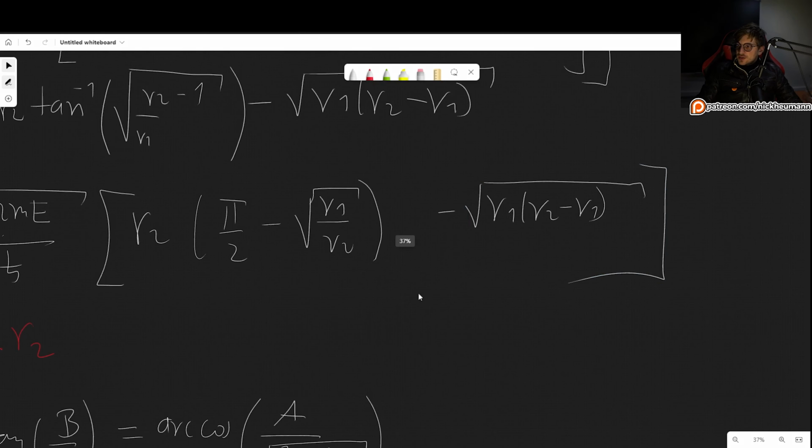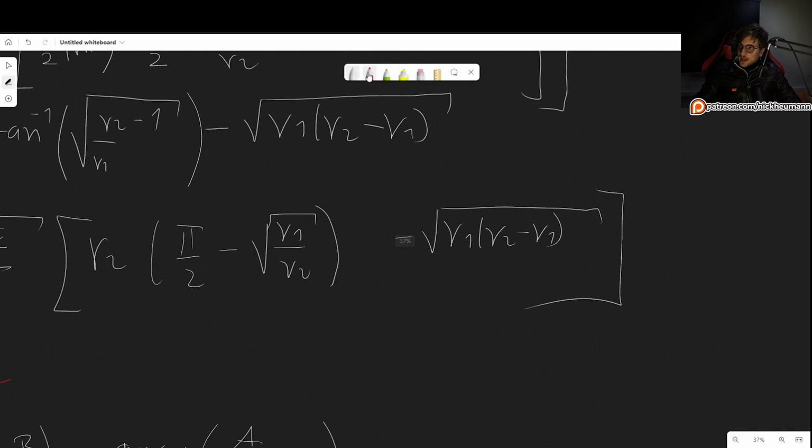Now, what happens to this other term in the limit when r1 is much, much smaller than r2? Well, in that case, this difference doesn't really make sense. r1 is so much smaller than r2 that we can simply neglect it, and we are left with r1 times r2.